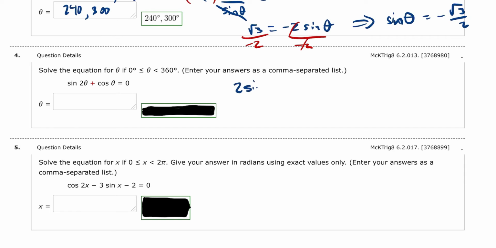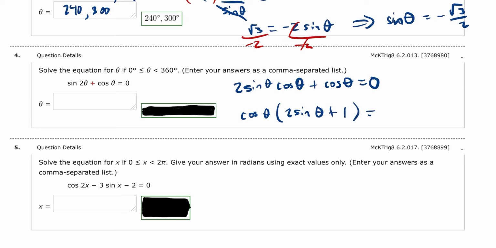For the next example, we have to use our double angle formula. So sine 2 theta is 2 sine theta cosine theta. So I just substituted for 2 sine theta. And now I have plus cosine theta equals 0. Once again, we can factor out a cos and get this equation. And then you set the individual factors equal to 0 and solve for sine. In this case, you get negative 1/2.